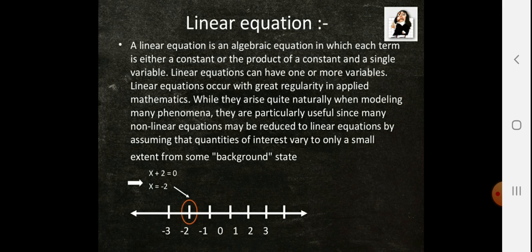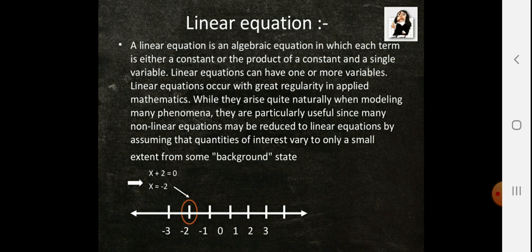Now linear equation. A linear equation is an algebraic equation in which each term is either a constant or the product of a constant and a single variable. A linear equation can have one or more variables. Linear equations occur with great regularity in applied mathematics, while they arise quite naturally when modeling many phenomena. They are particularly useful since many non-linear equations may be reduced to linear equations by assuming that quantities of interest vary to only a small extent from some background state.